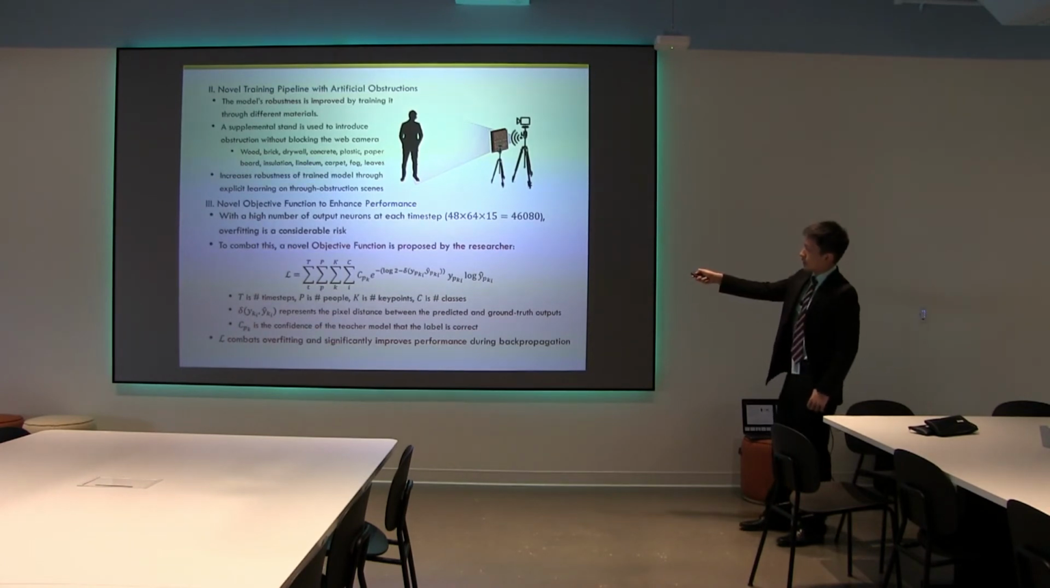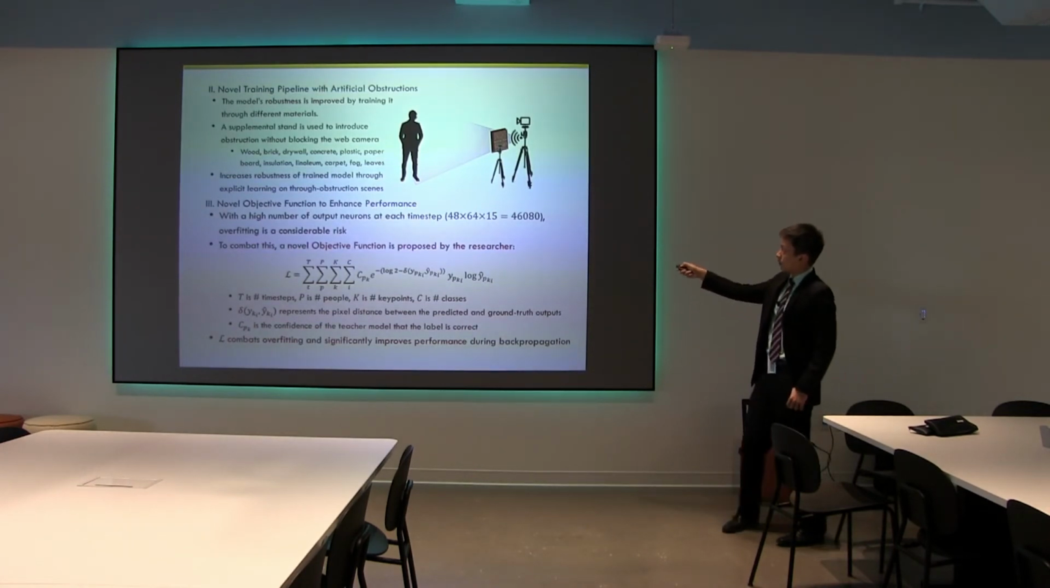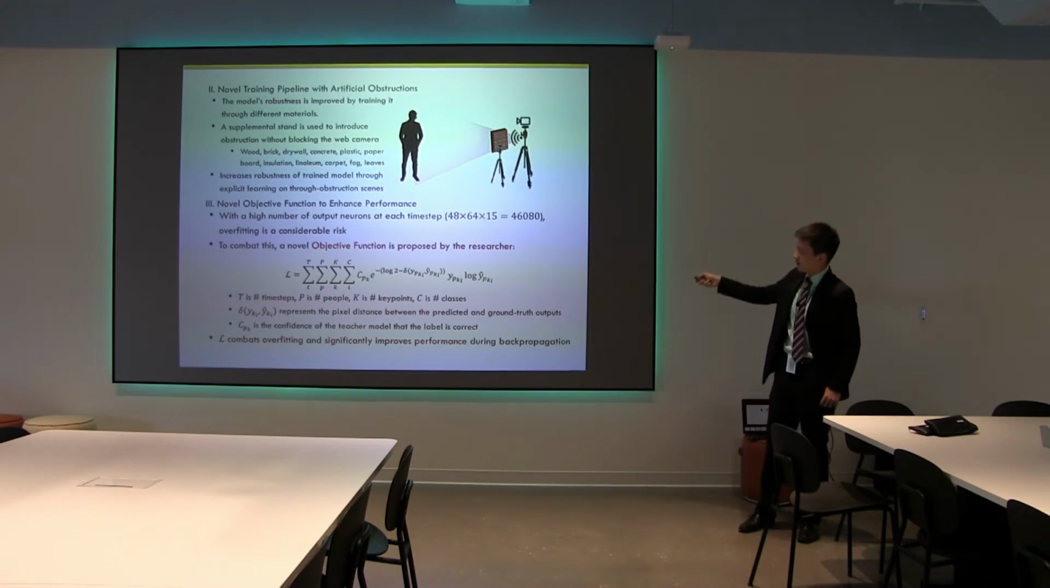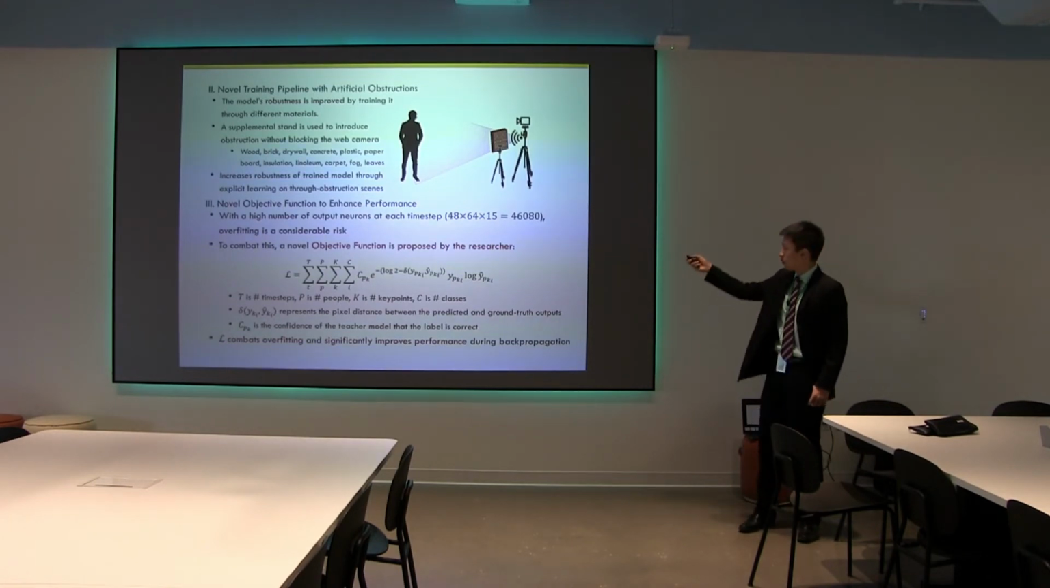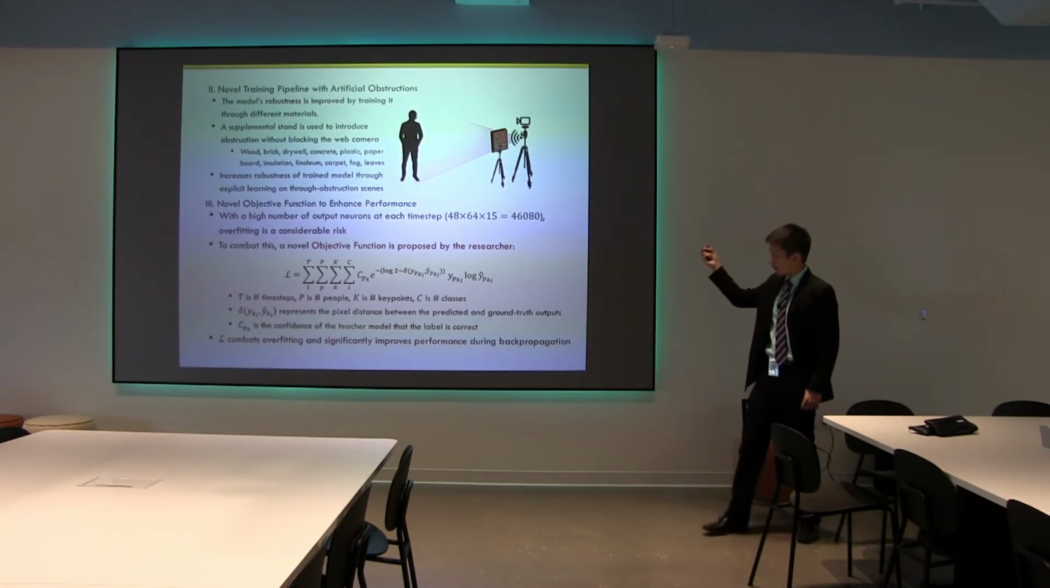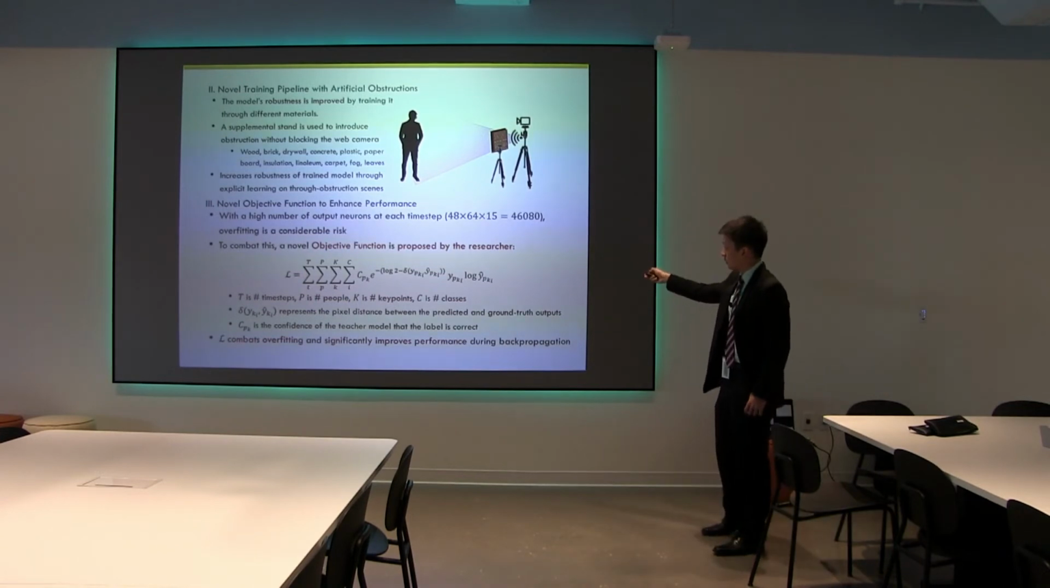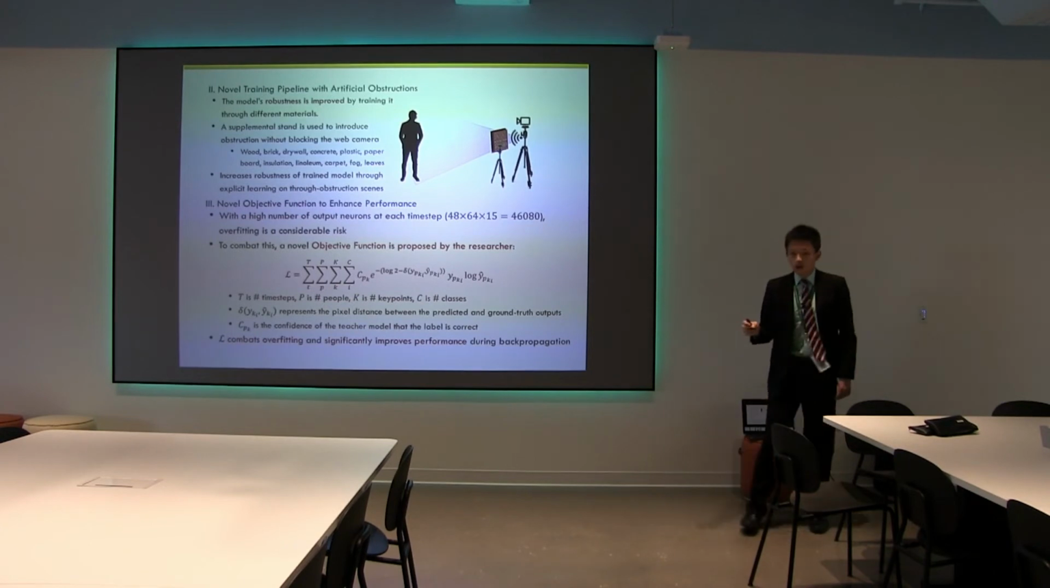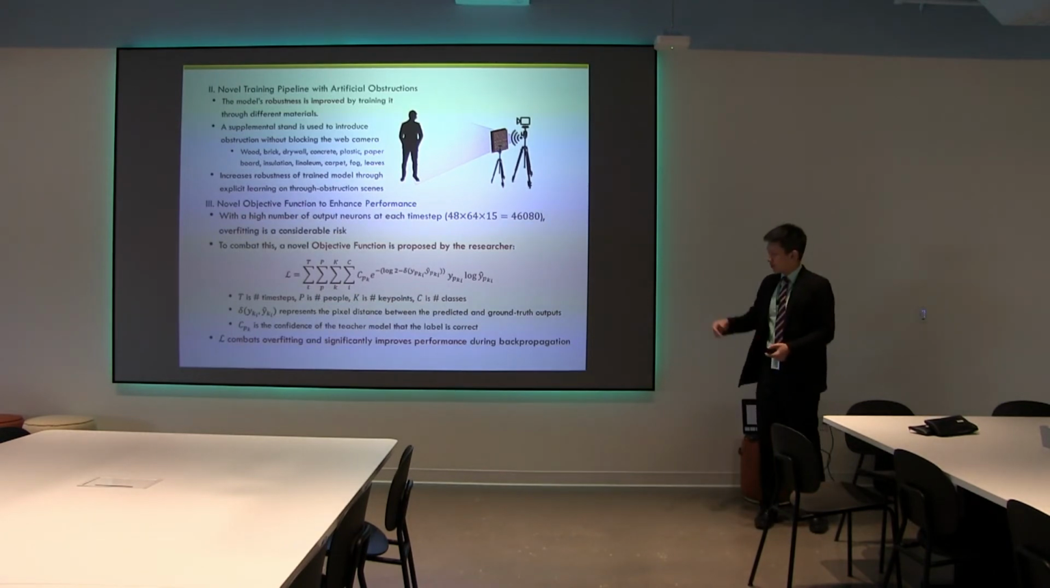So we kind of talked about this too. There's a training pipeline with artificial obstructions, and this is kind of a diagram that shows you what that means. You don't block the camera, but you simulate the blocking of the radio frequency device. And so now we reach a problem of the loss function. Essentially what you can think of this as is a grading scheme. How stupid is your student right now?